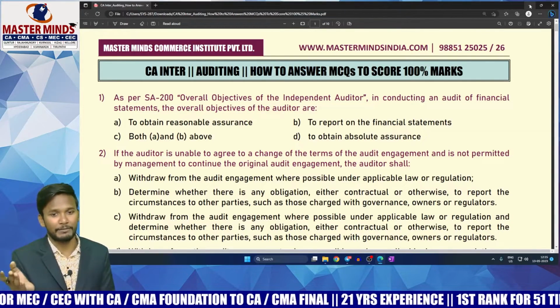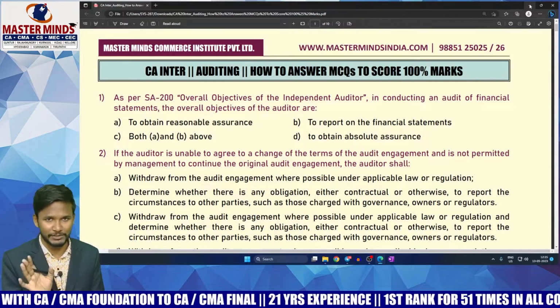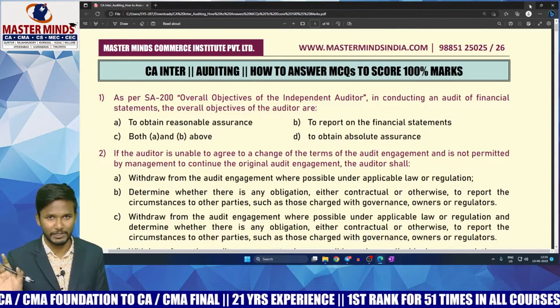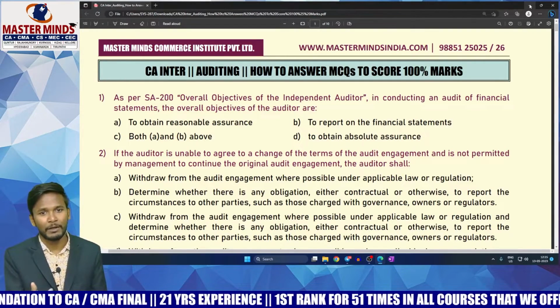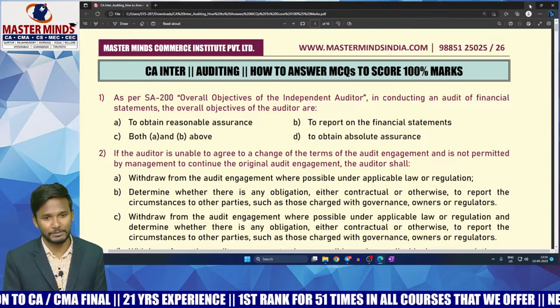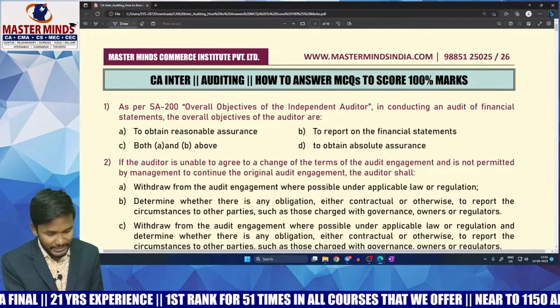Sir, option D, what is that? To obtain an absolute assurance. Obviously, the auditor should not obtain absolute assurance. He does not have the power to obtain absolute assurance. He can at most obtain only reasonable assurance. Why? Because of the existence of inherent limitations. So option D I can completely eliminate from the answer here.